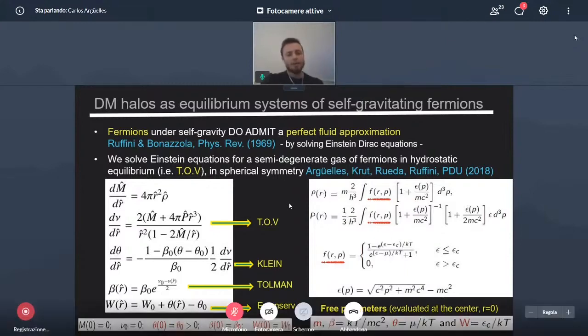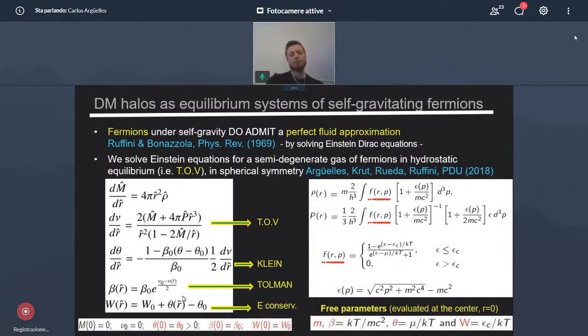So, this is our work now: we try to solve the Einstein equations for a semi-degenerate gas of fermions in hydrostatic equilibrium. You see the equations here on the left. The first two are the Einstein equations in spherical symmetry, with the mass equation, for a perfect fluid. The third equation is the Klein condition, the first law of thermodynamics for the equilibrium structure. The fourth is Tolman isothermality, the isothermality condition, and the fifth is energy conservation along geodesics for the particles.